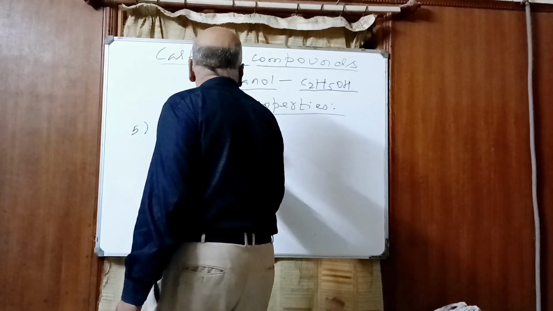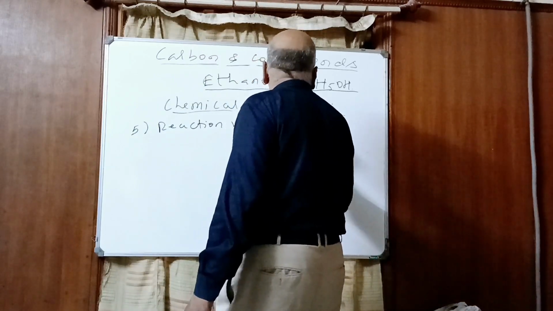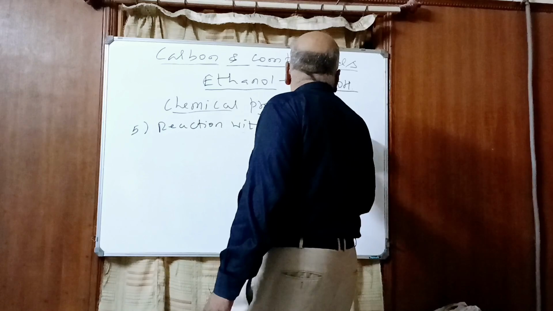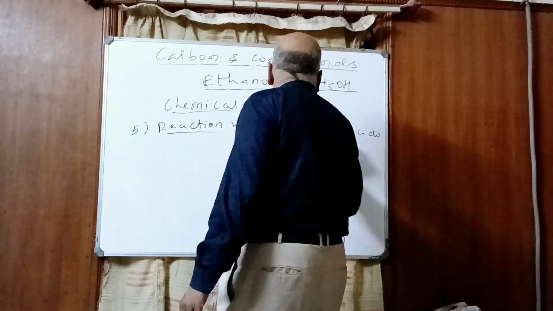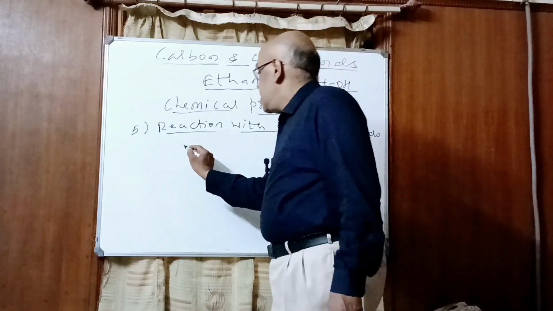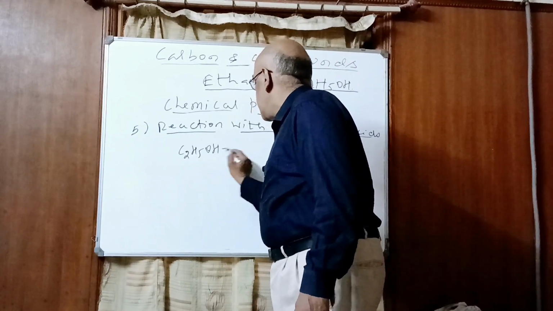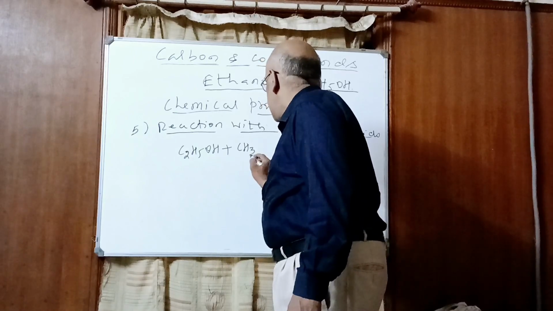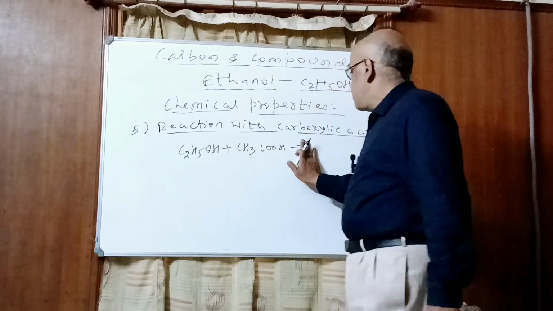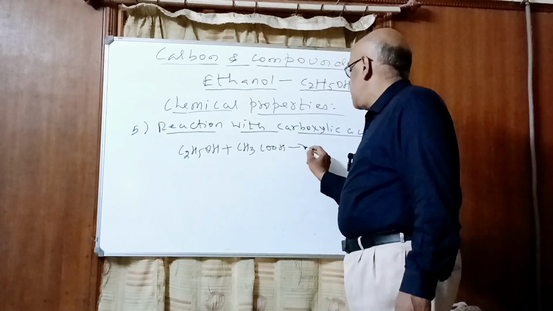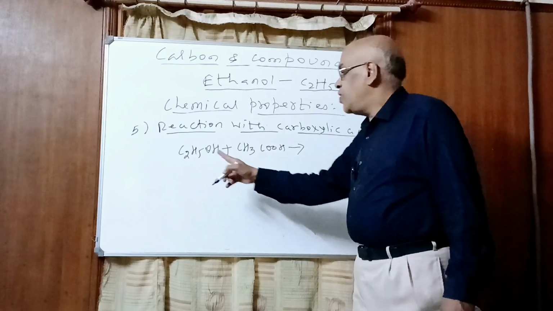Reaction with carboxylic acid. This is a very important reaction, children. Whenever ethanol reacts with carboxylic acid, that is, alcohol C2H5OH reacts with acetic acid CH3COOH, what will happen? What will happen, children?